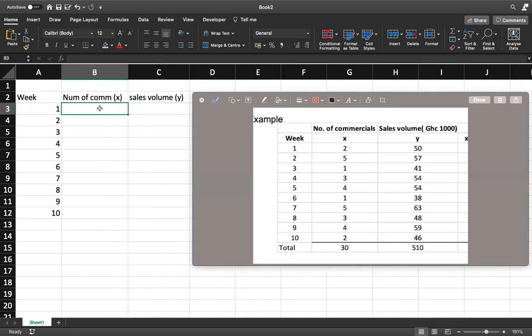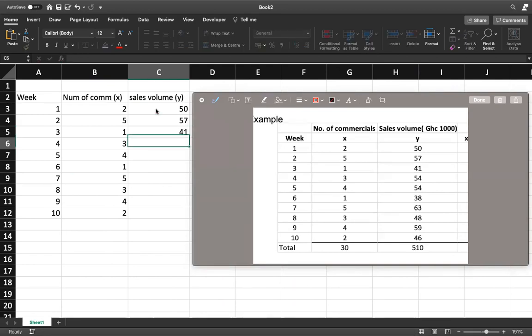So we have the X values: 2, 5, 1, 3, 4, 1, 5, 3, 4, 2, and then the Y values: 50, 57, 41, 54, 54, 38, 63, 48, 59, and 46.